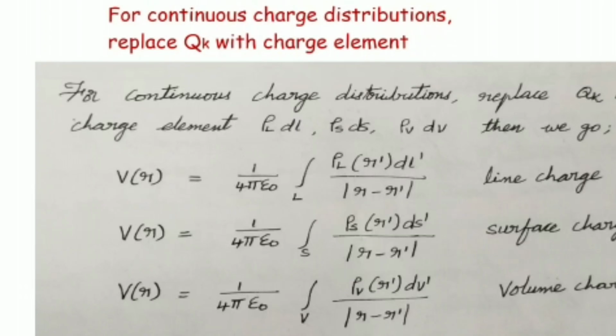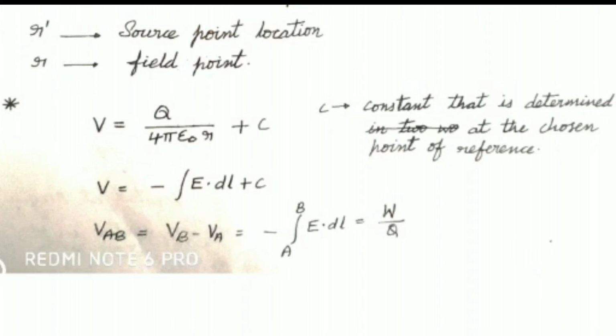Similarly, we can write for surface charge, V of r is equal to 1 divided by 4 pi epsilon naught integral over S of rho S of r dash ds dash divided by magnitude of r minus r dash. And finally, for volume charge, V of r is equal to 1 divided by 4 pi epsilon naught integral over V of rho V of r dash dV dash divided by magnitude of r minus r dash. This is for volume charge, where r dash is the source point location and r is the field point location.